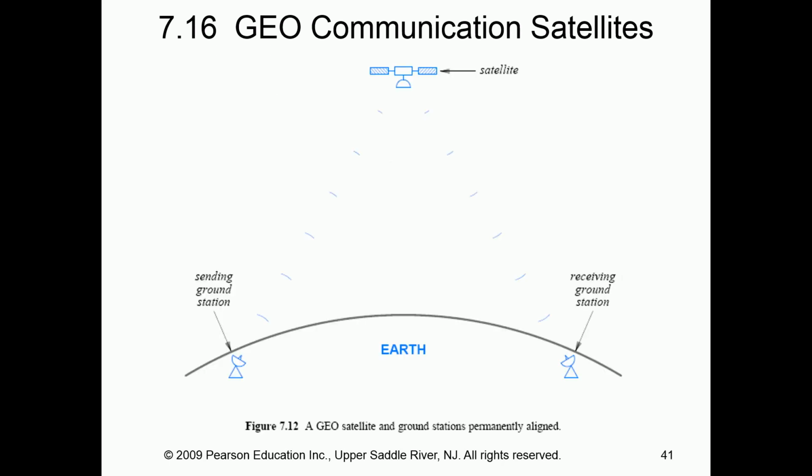Here's a great example of how we have both ground and satellite, and how that satellite allows for non-point-to-point. Our receiving and our sending ground stations cannot talk to one another directly because of the curve of the Earth, but they can talk to the satellite, and then the satellite acts as an intermediary in between the two.